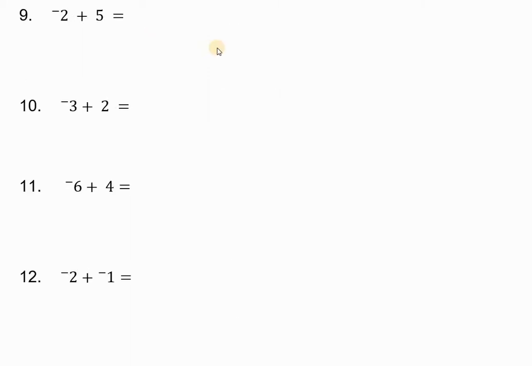Problem number 9, negative 2 plus 5. I have 2 negatives, 1, 2, 3, 4, 5 positives. So the 2 negatives will pair up with 2 of the positives that cancel out, and I'm left with 3 positives.